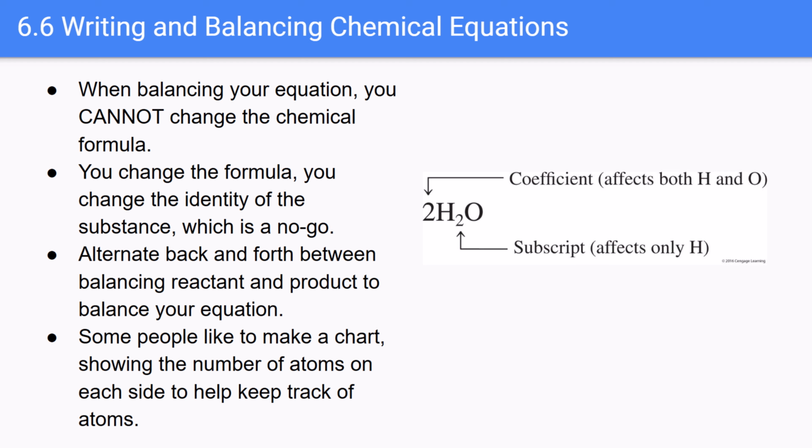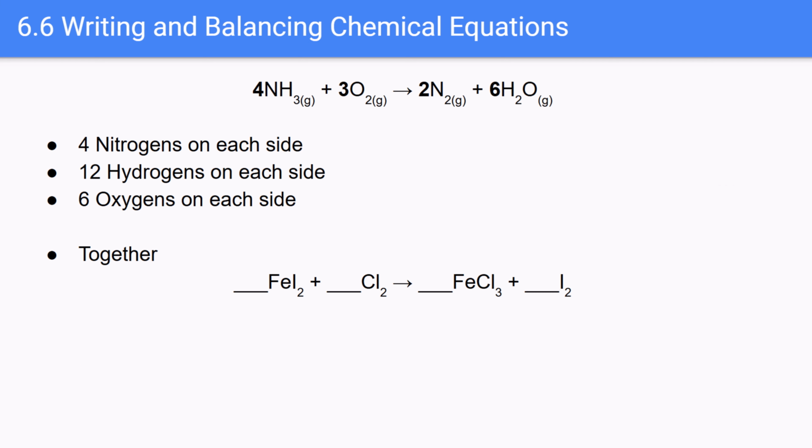An easy way to do this is to simply alternate back and forth between balancing your reactant and product to balance your equation. Some people like to make a chart showing the number of atoms that are on each side to help keep track of this balancing process. And a lot of that just depends on how you process this information. If you're good with numbers, you should be able to work back and forth fairly easily in order to balance a chemical equation. Sometimes it's best to write out a little chart in order to help you go through and balance these out.